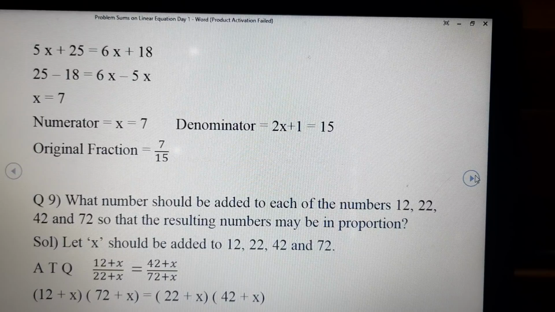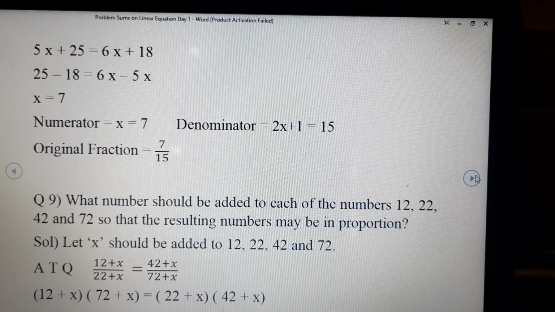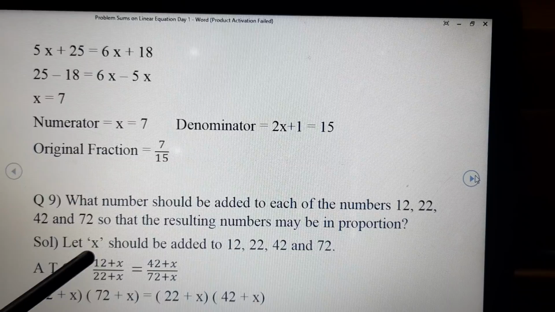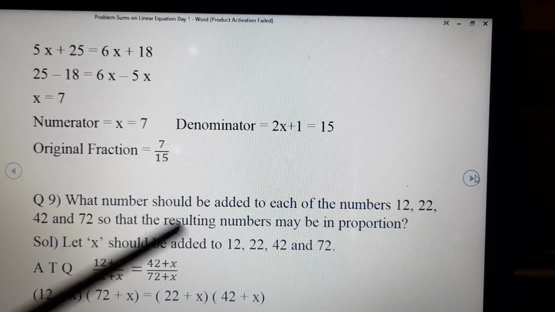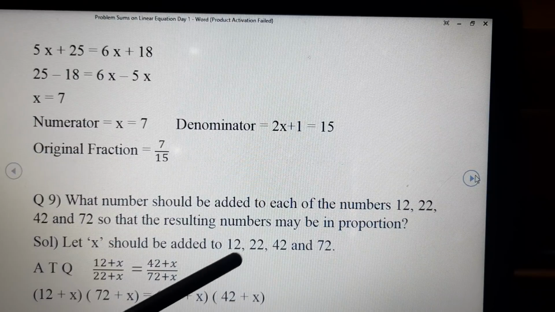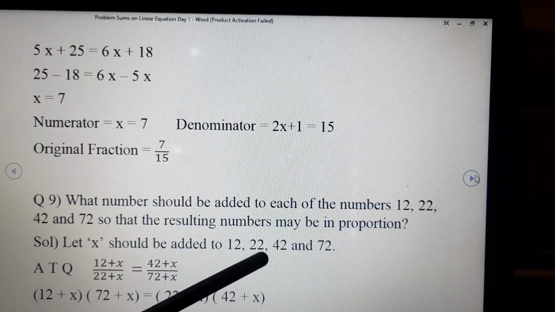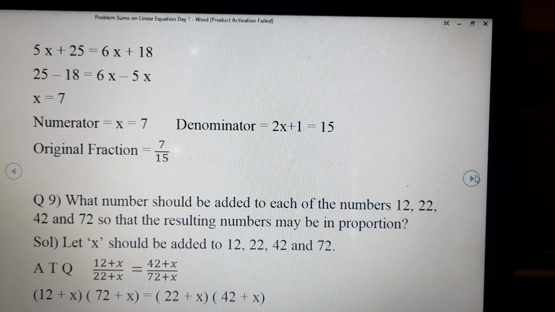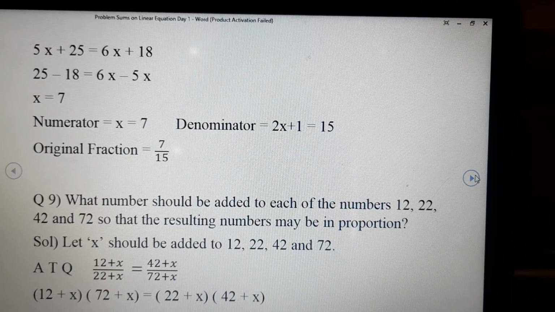So they are saying one number should be added to them, one same number. So we have considered that number as x. Whatever we have to calculate, we have to assume it. So let x be added to 12, 22, 42 and 72. So if we add, it becomes 12 plus x, 22 plus x, 42 plus x, 72 plus x. Now 12 plus x, 22 plus x, 42 plus x, 72 plus x are in proportion.